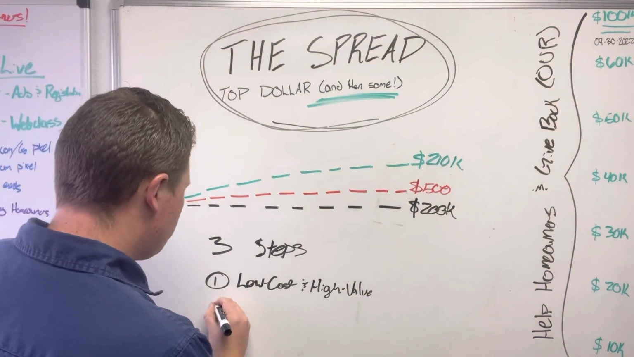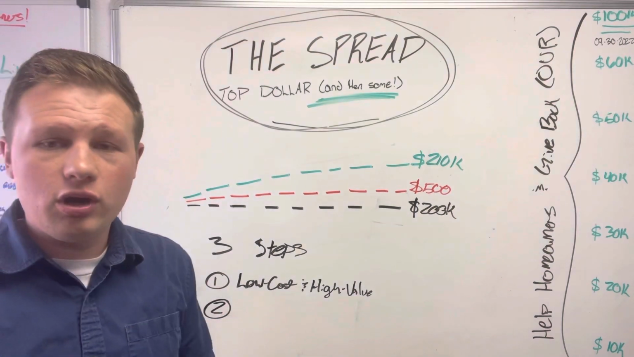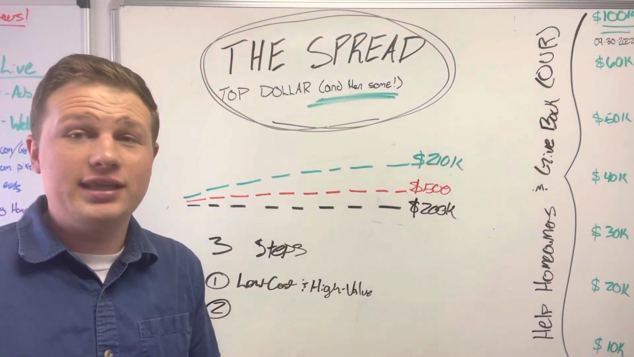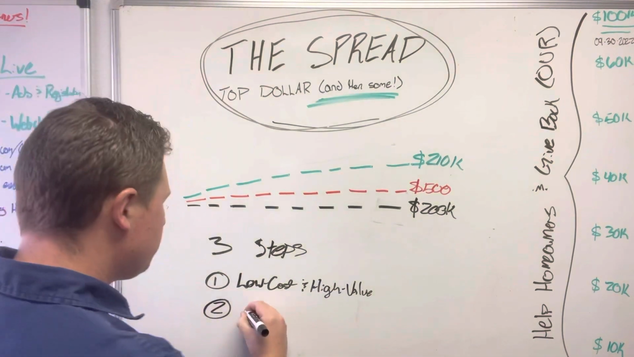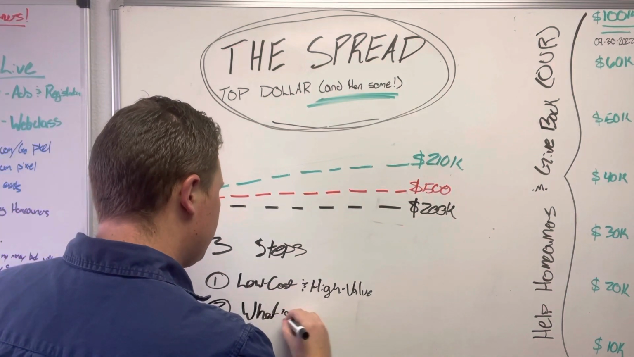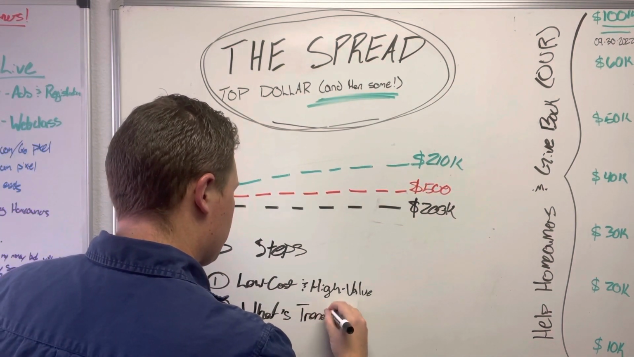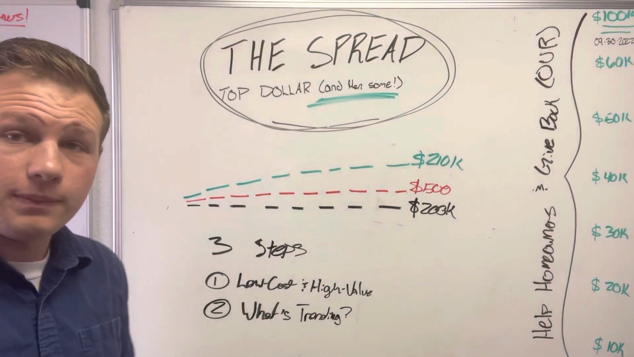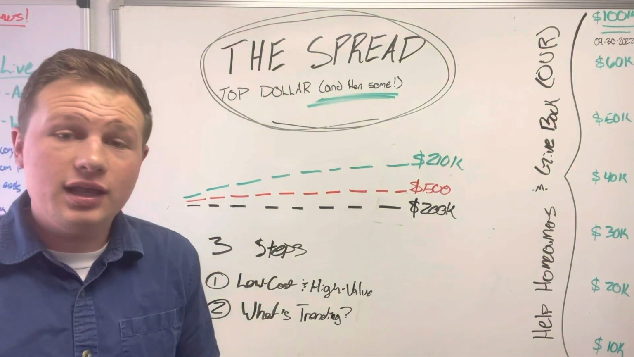Okay. Step number 2, once you find your low cost, high value items, or how to find them if you don't use our stuff, you need to ask yourself, okay, well, let me see. What's trending? What in the marketplace right now is super popular and people really like? Where can you find that?